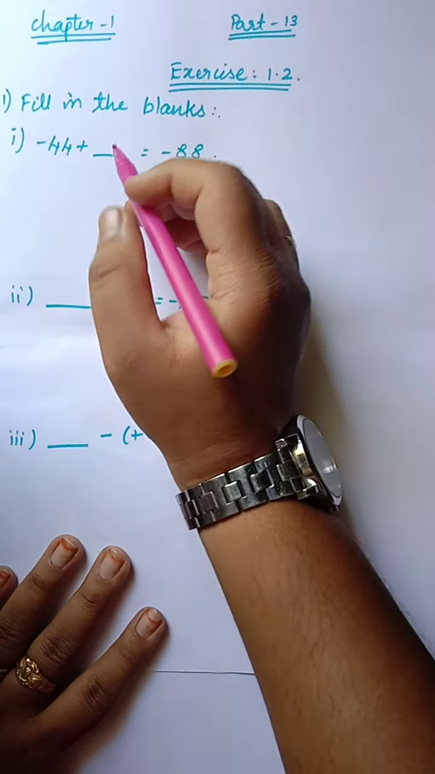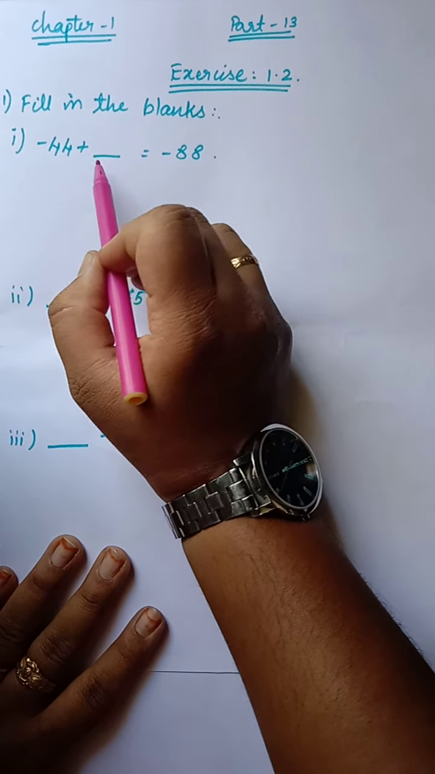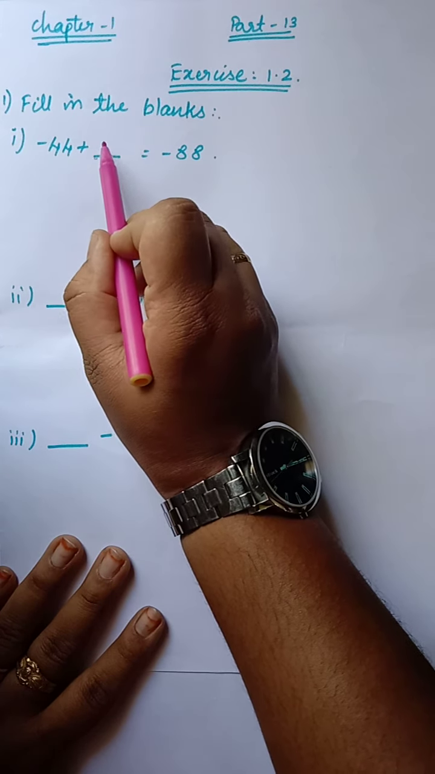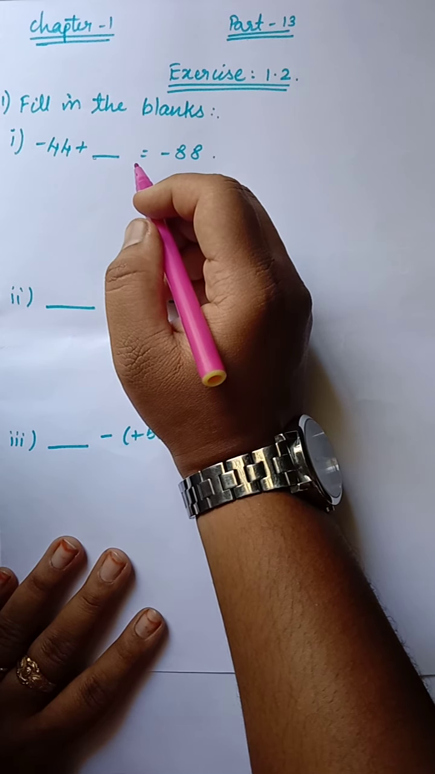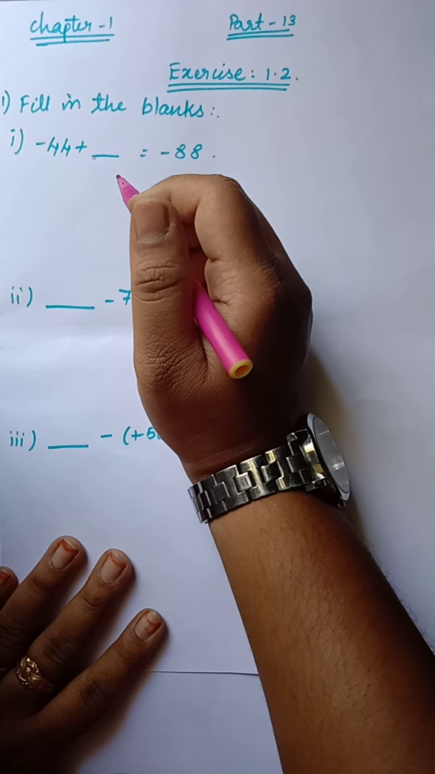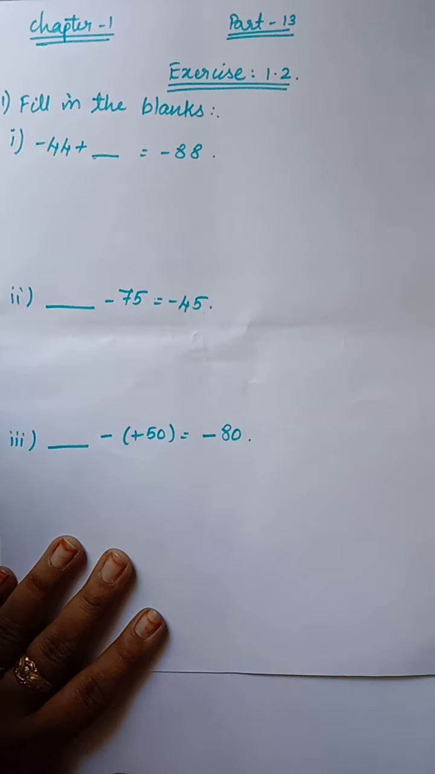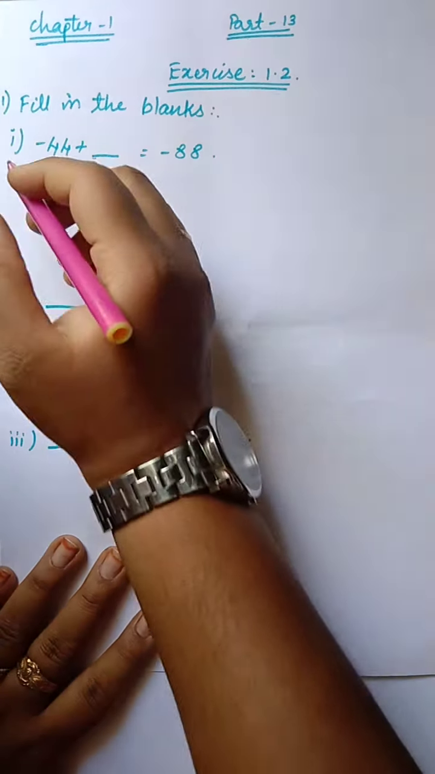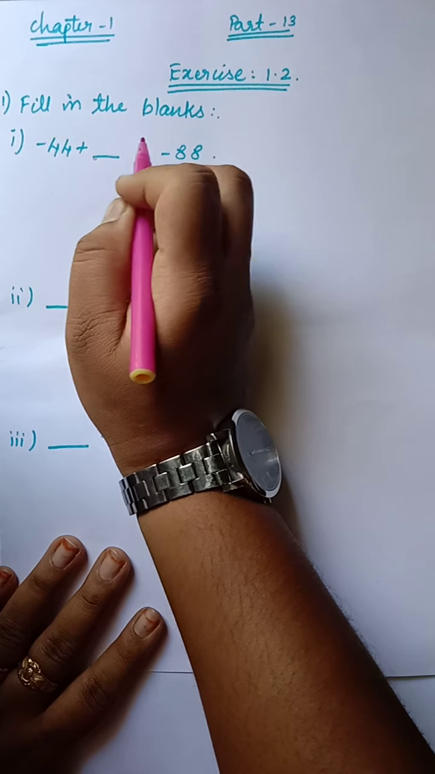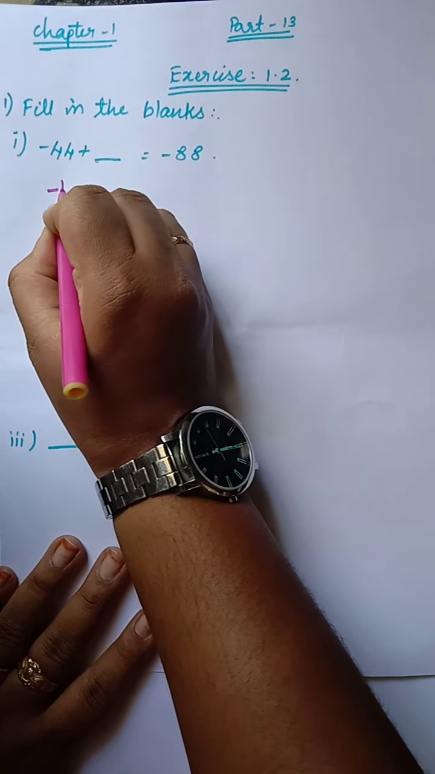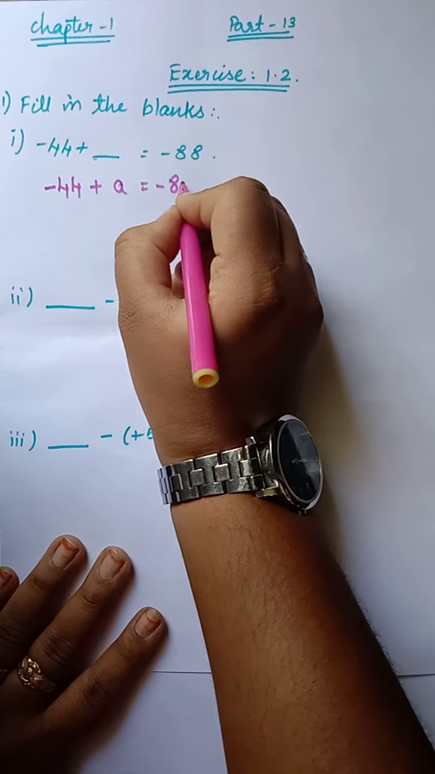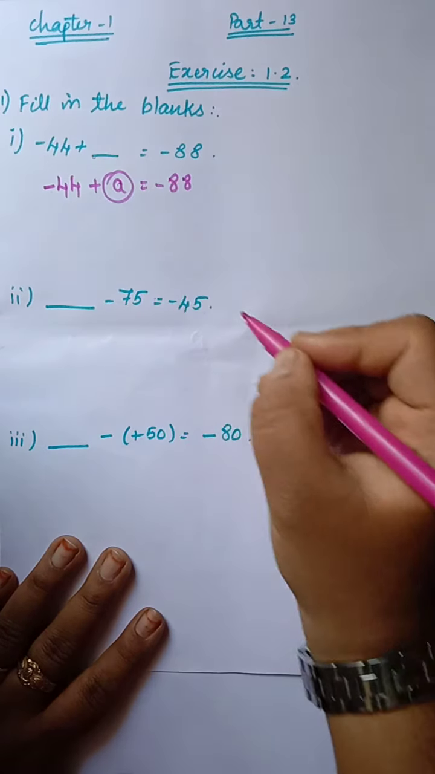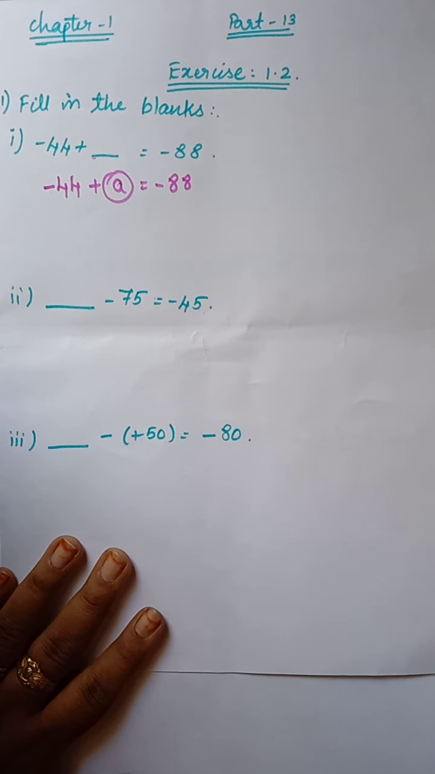In the dash place, what do we have to write? We can write a, and then we can easily convert and find the value. So here I am going to change this dash as a. Now minus 44 plus a equal to minus 88. So we have to find a here.